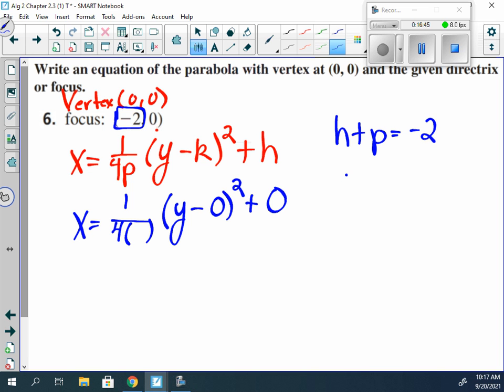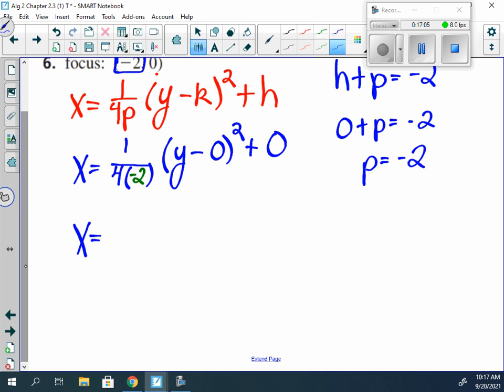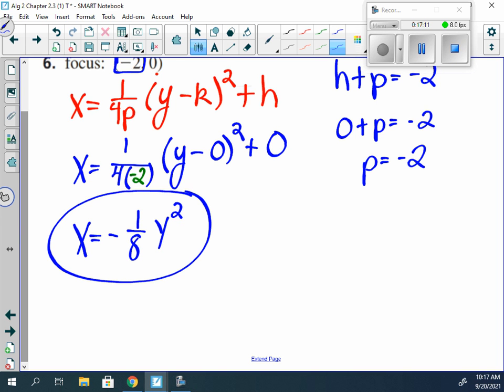Plug in what we know. What's the value of h? 0 plus p is equal to, or p is equal to, x is equal to, and that's it. Questions on this here? We ready for the next one?